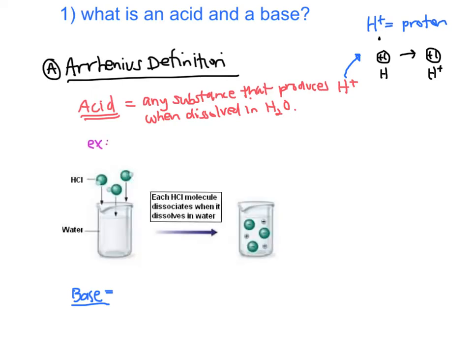So an example of that is HCl. Whenever you drop HCl into water, it actually dissociates into the chloride ion and these little hydrogen ions. And what makes HCl an acid is that it's producing, of course, hydrogen ions when you dissolve it in water.